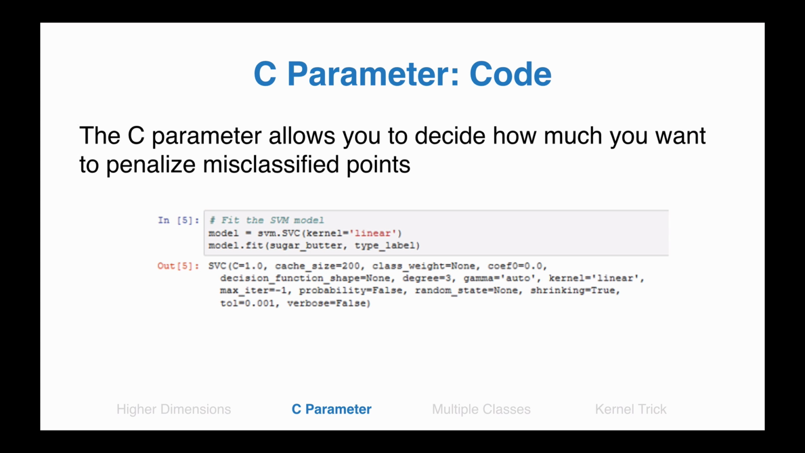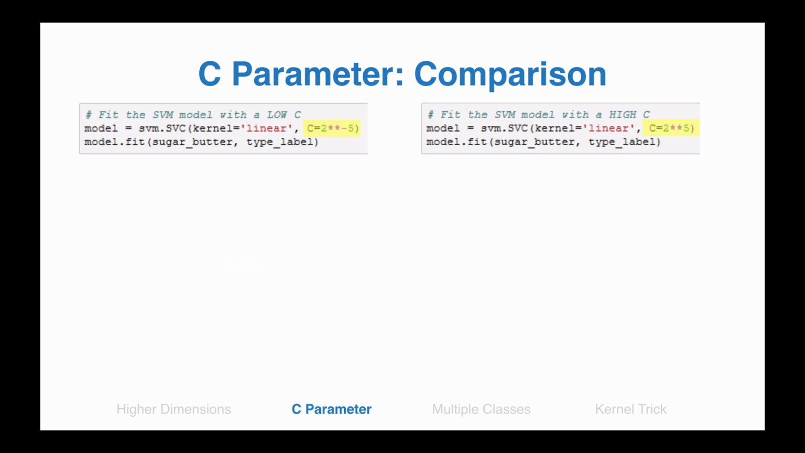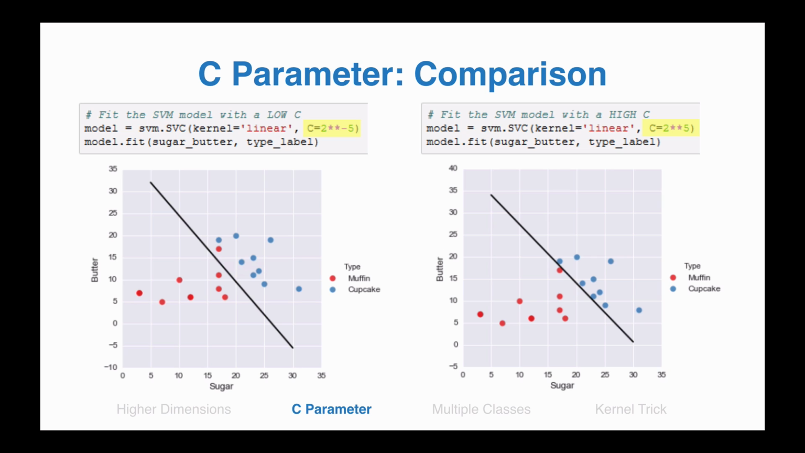So if you look at our original code again, you can see the C parameter was hiding in our output here. The default value for the C parameter is 1, but you can vary it. Here are some visuals to help you better understand this. On the left, I've given the SVM model a low C value, 2 to the negative 5th, and on the right, a high C value, 2 to the 5th. You can see the difference in the 2 models here.